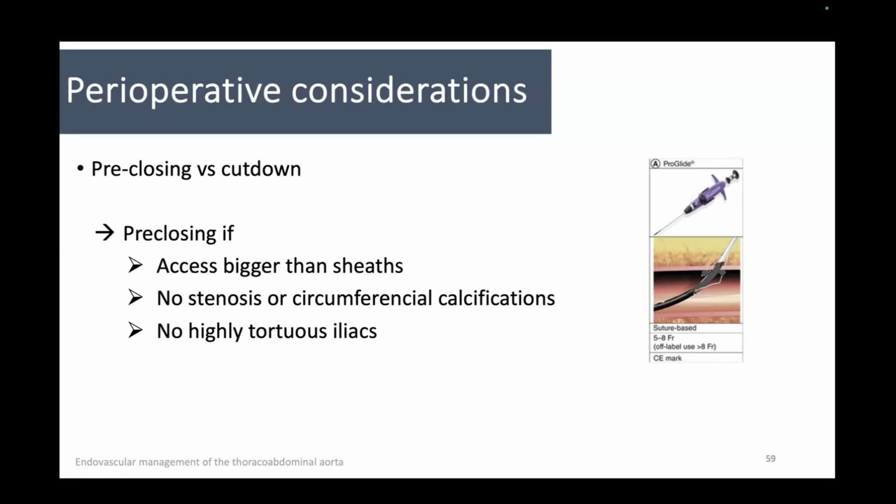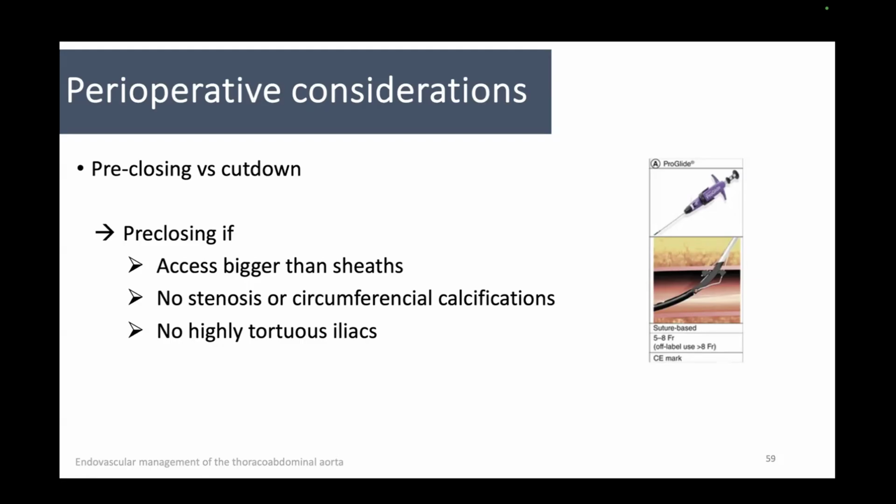It's good to put two when you have accesses more than 8 French, and it's good if the sheaths are bigger than the artery that you're trying to access. So this way, you know the little stitches that you're putting in from the ProGlide are gonna anchor into the wall, and they're not gonna create a stenosis when you close them. If the hole is too big for the artery, then this is not a good device for you.